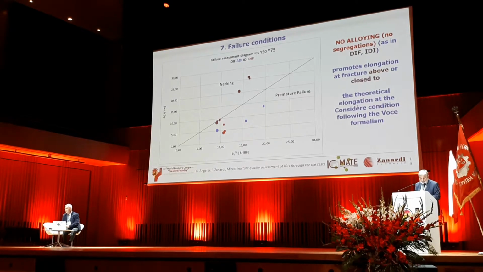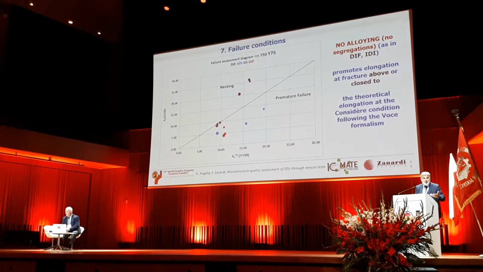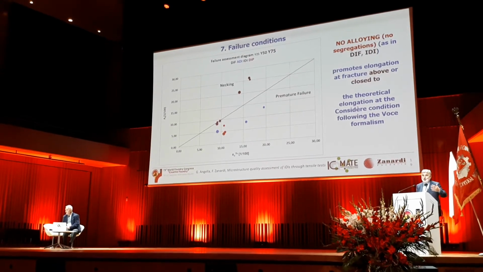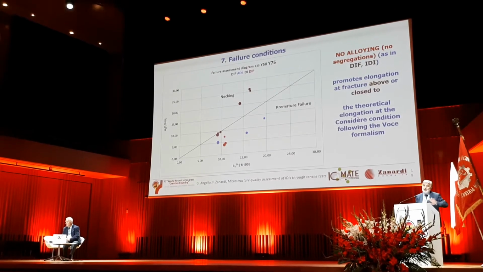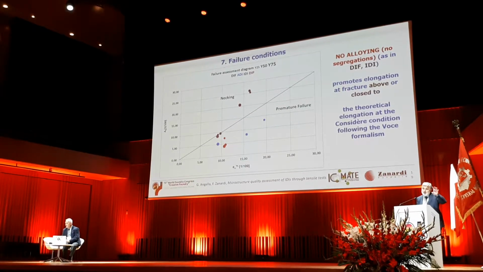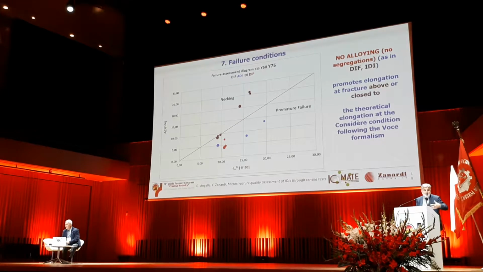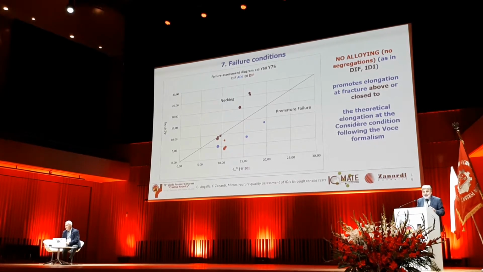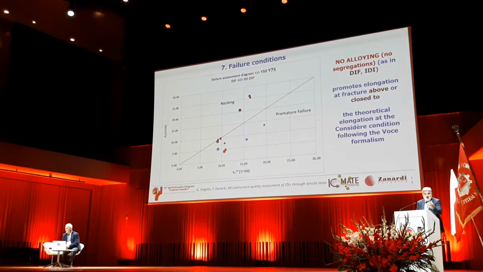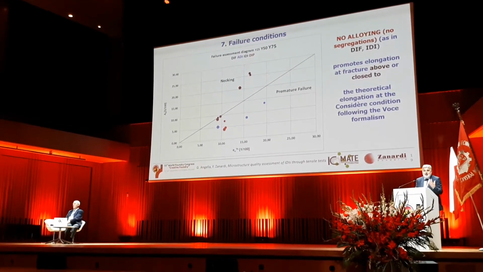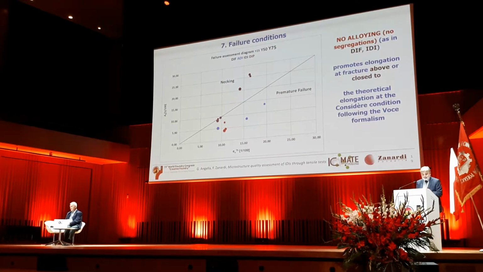While you see that the blue ones are ADI. ADI have a very good elongation. But the considered condition that we calculate with Voss could be different from what we see on the machine, because there is inertia on the machine, it is a complicated thing. They are not able to reach the considered condition because the strength delivered is so high. So they are breaking before.